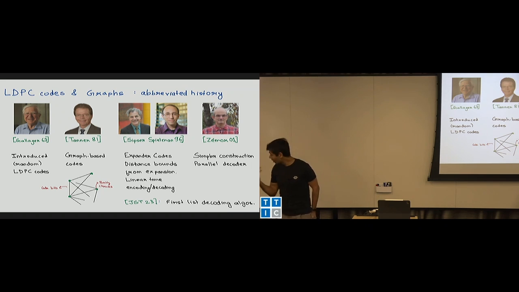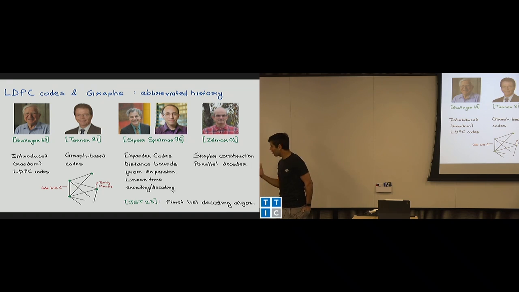And kind of showed that they are good for, again, random kind of errors, not adversarial. And then Tanner defined codes which are LDPC, which were based on graph structure. And these are kind of useful for our purposes. You're thinking of codes as coming from graphs.